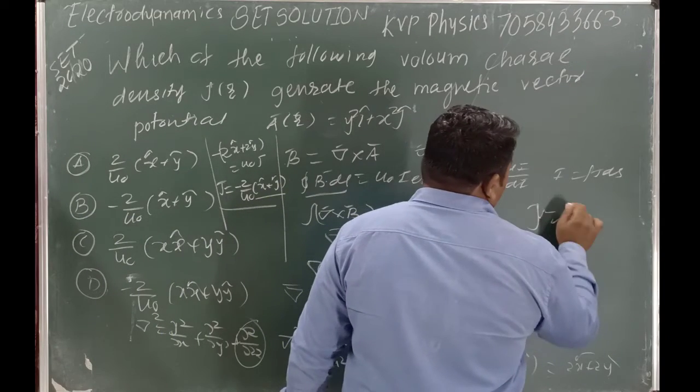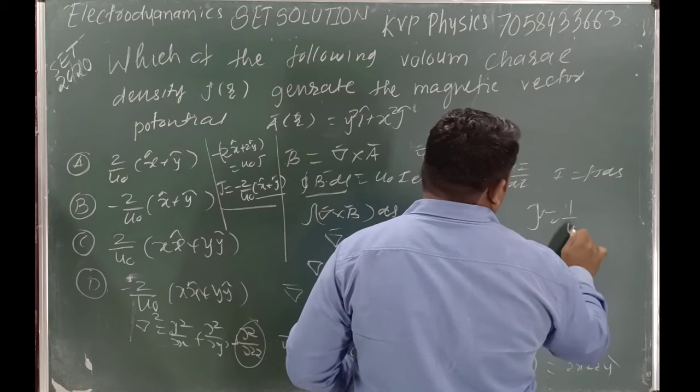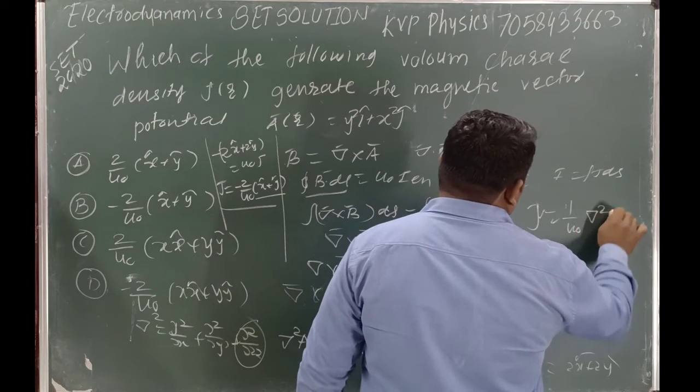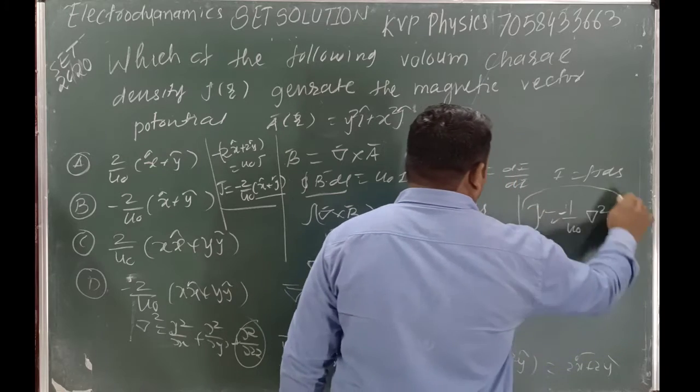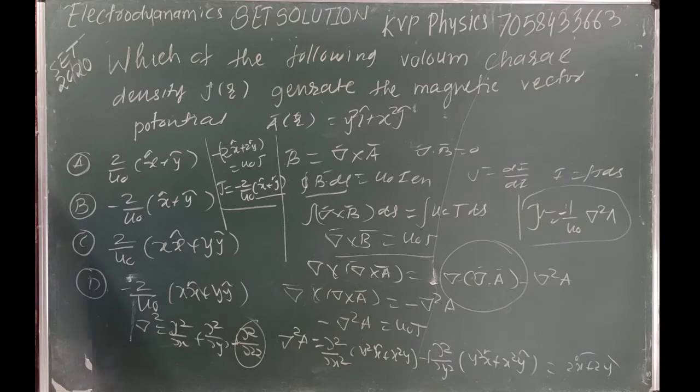J is equal to 1 upon mu naught del square A, with a minus sign. Means J is equal to how much? J is equal to minus 1 upon mu naught del square A. This is the relation between current density and A.